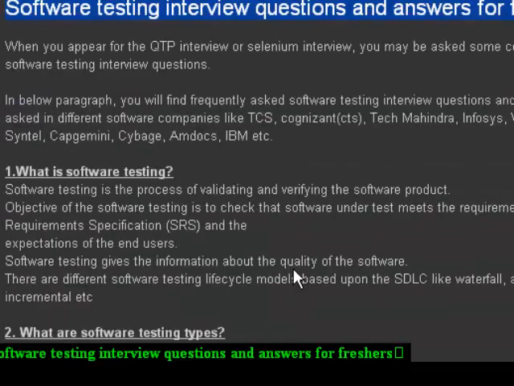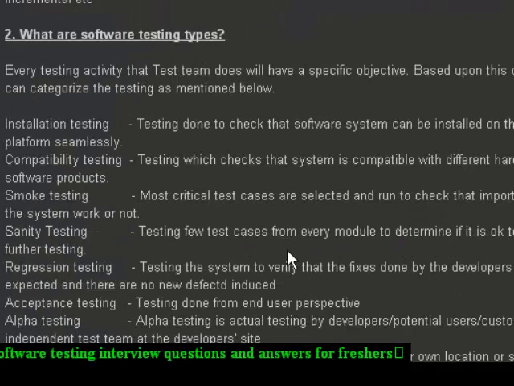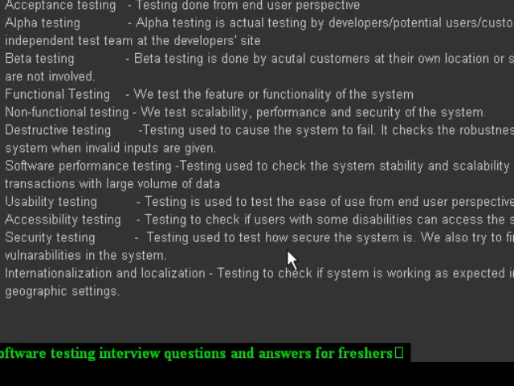What is software testing? Software testing is the process of validating and verifying that the software product meets the required conditions or requirements of the end users. Then what are the software testing types? Software testing types could be different, like installation testing, compatibility testing, smoke testing, sanity testing, regression testing, acceptance testing, etc., functional testing, non-functional testing.